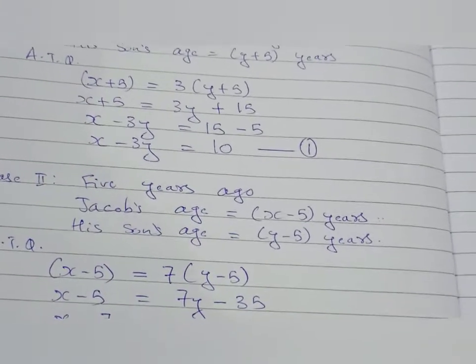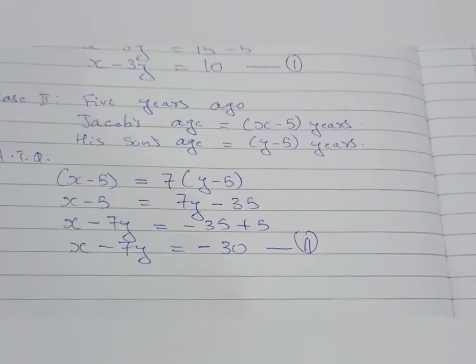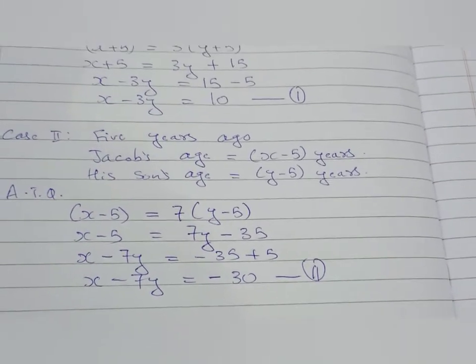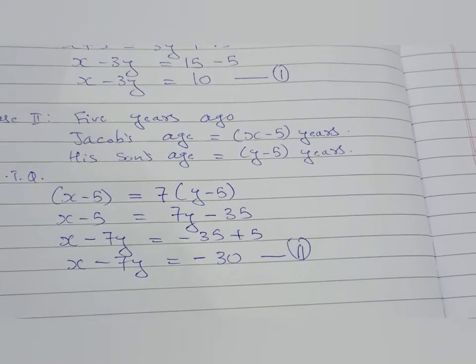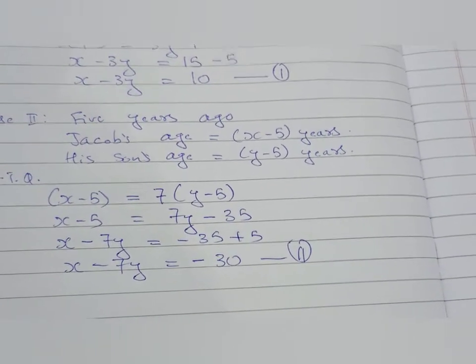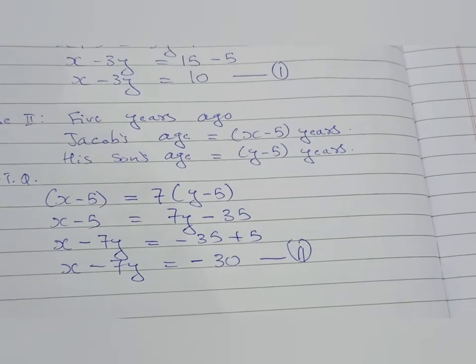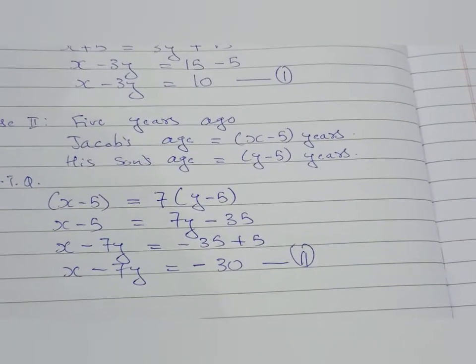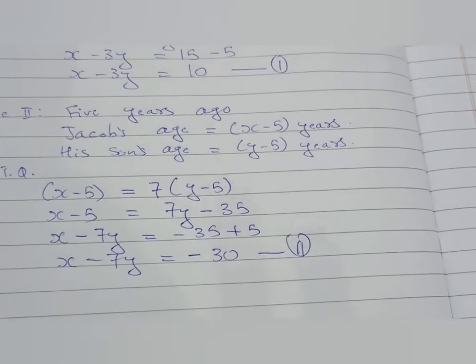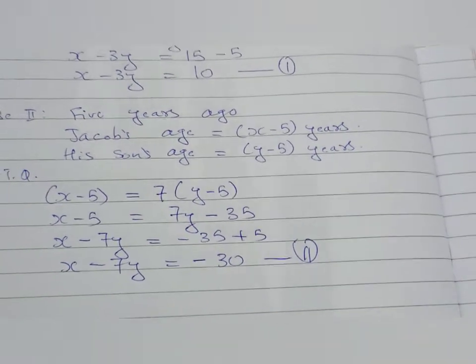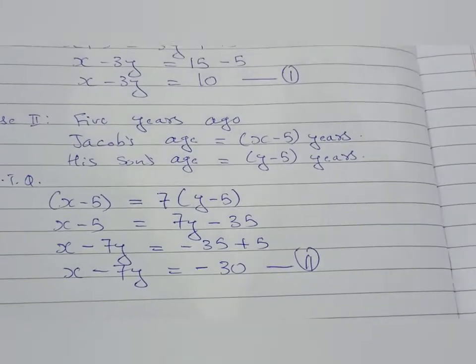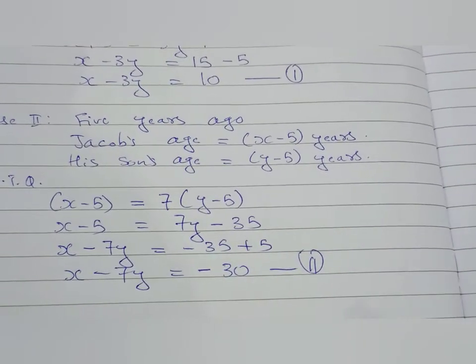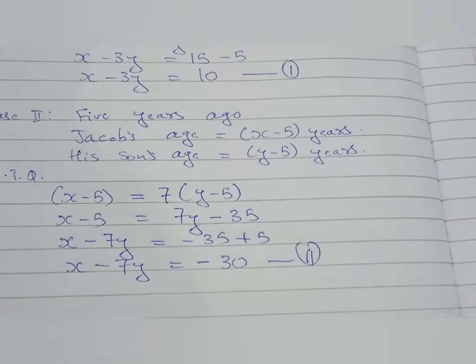First equation, x minus 3y equals to 10. Second equation, x minus 7y equals to minus 30. Now we can use any of the algebraic method to solve the equations. Since we have applied elimination method in the first question, let's go with substitution in this case. Having said that, you can still opt for elimination method for this question as well. It's only that since we have already done elimination and we want to do substitution in this question, that's why we are opting for substitution.